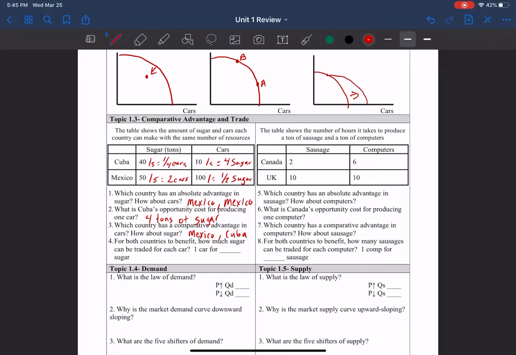Now for both countries to benefit, how much sugar can be traded for each car? That is simple. The trading terms have to be within these 2 numbers right here. So anything between 1/2 and 4. It can't be 1/2, it has to be more than 1/2, and it can't be greater than 4. Any number in between there would be a correct answer.